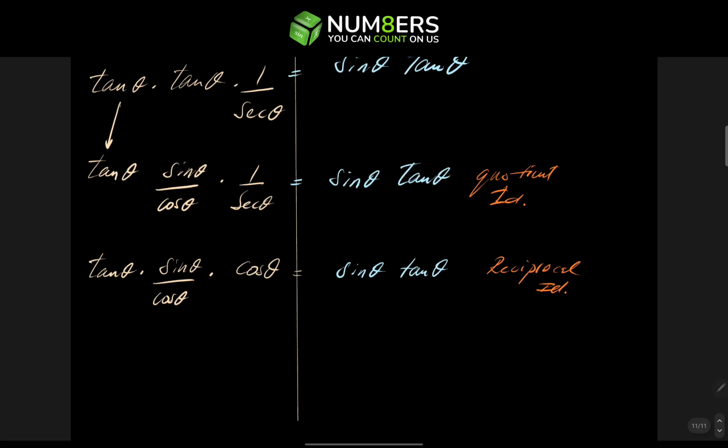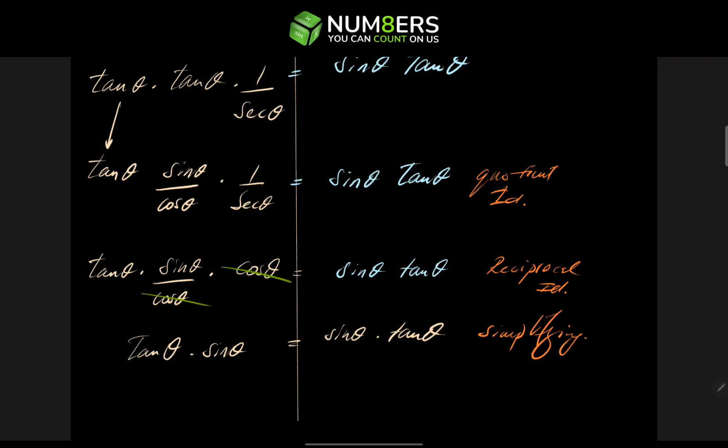Now the second to last step is to show that this one and this one cancel out, and that ends up being tan theta times sine theta is equal to sine theta times tan theta on the right side. And we've proven that the left equals the right. We've verified the identity, and here we did this by simplifying these two. So we write simplifying. And that's it for this one.